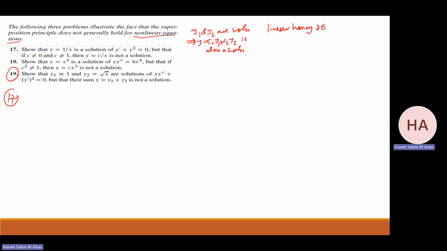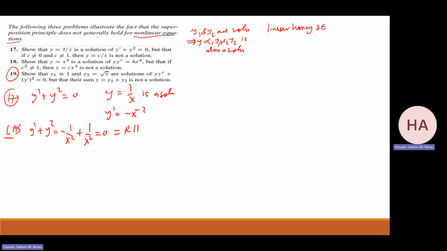What does he want to prove? I have this equation, y prime plus y squared equals 0. This is my solution, y equals 1 over x. He wanted me to show that it is a solution. Easily. Y prime will be what? Minus 1 over x squared. Plug it here, left hand side, y prime plus y squared. That will be minus 1 over x squared plus 1 over x squared, which is 0, which is the right hand side. So y is a solution.